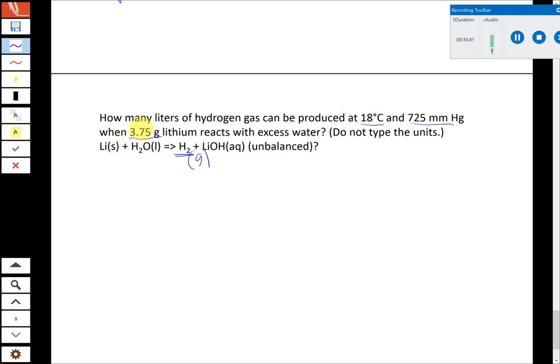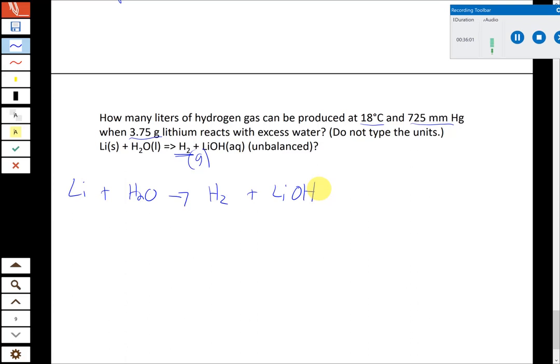What we're basically going to need to do here is set up a stoichiometry problem first to figure out how many moles of hydrogen are produced, and then we're going to put that back with the ideal gas equation. So first we have to balance the equation. Lithium plus water goes to hydrogen and lithium hydroxide.